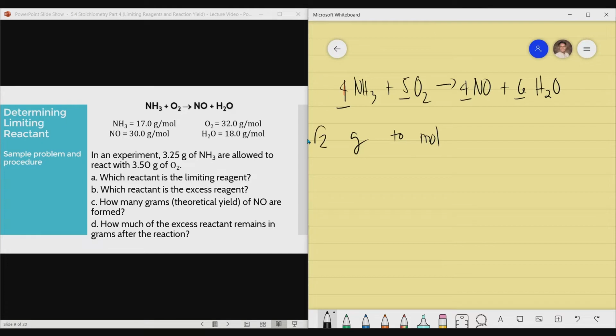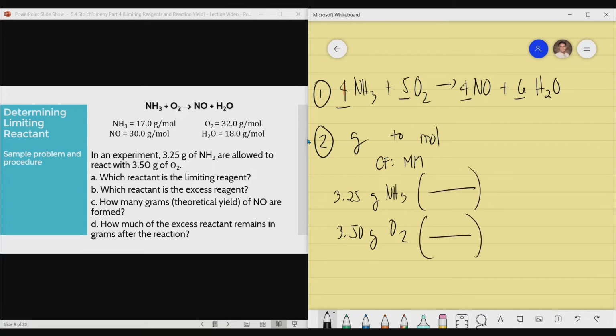So, how do we convert gram into mole unit? Nandito na tayo sa second step. We will be using the conversion factor molar mass of the substance. So, i-convert po natin yung mga given. We have here 3.25 grams of NH3 and then 3.50 grams of O2. Kailangan po natin silang i-convert into mole unit as indicated by the second step. May mga molar masses na silang provided here, so pwede natin silang gamitin.